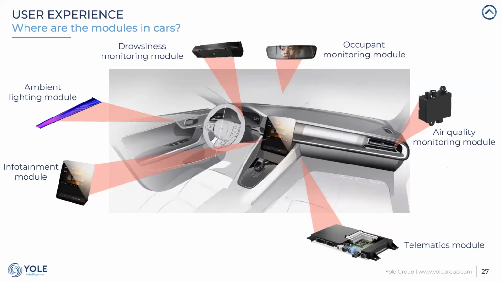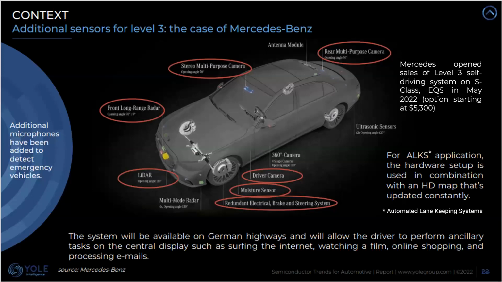And a third type of module is for the user experience inside the car. It can be for the driver or for the passenger. So some modules are dedicated to increasing safety, in the case of a drowsiness monitoring module. Some are more related to entertainment, more for the passenger, like infotainment module, telematics module, or for the comfort of the driver and passenger, like air quality module with particle sensor or gas sensor or environmental sensors. So all that means that there are already a lot of sensing modules in a car.